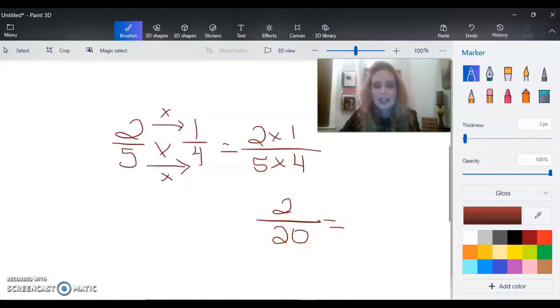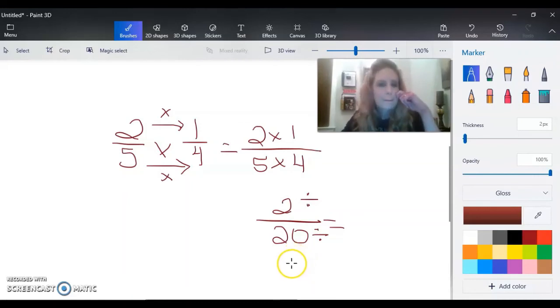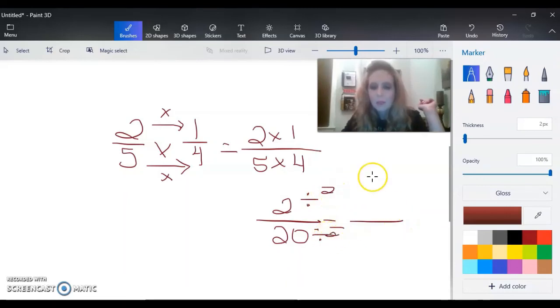Am I done? Can I take that lower? Yes, I can. What is my greatest common factor? What can I divide both of those numbers by? The greatest number, the biggest number that I can divide both of those by. 2. If I divided both of those by 2, that would give me 1/10. That is as low as I can go. I am done. That is the final answer.